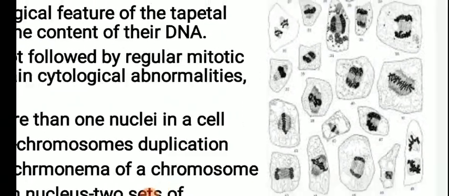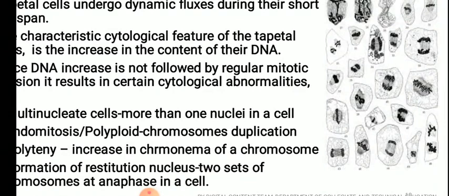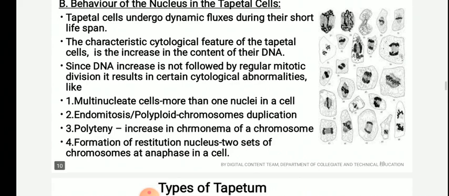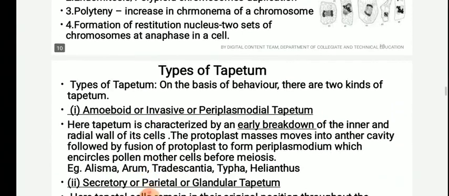If you see this picture, you will understand that the tapetal cells and their nuclei behave in an abnormal way. The nucleus can have multinucleate condition, endomitosis or polyploid chromosomes, polyteny, and formation of restitution nucleus, all of which are common in tapetal cells, or the nucleus of the tapetum.